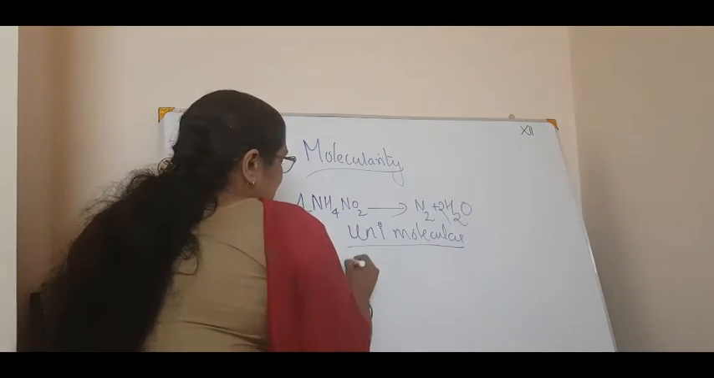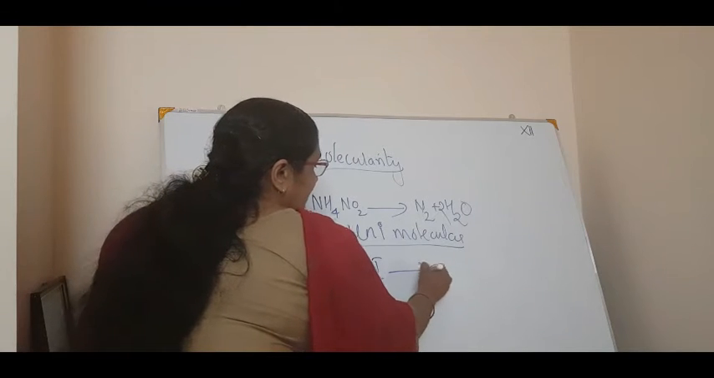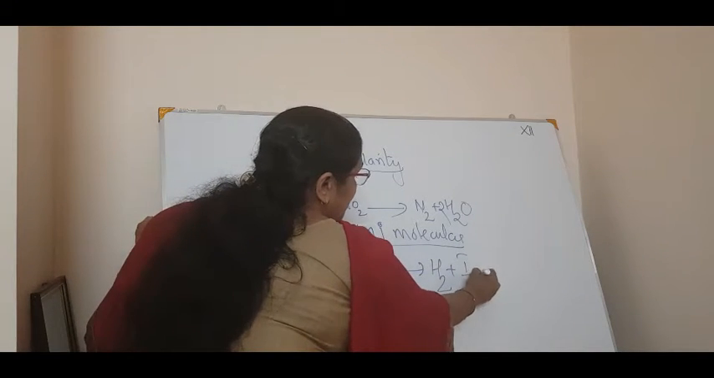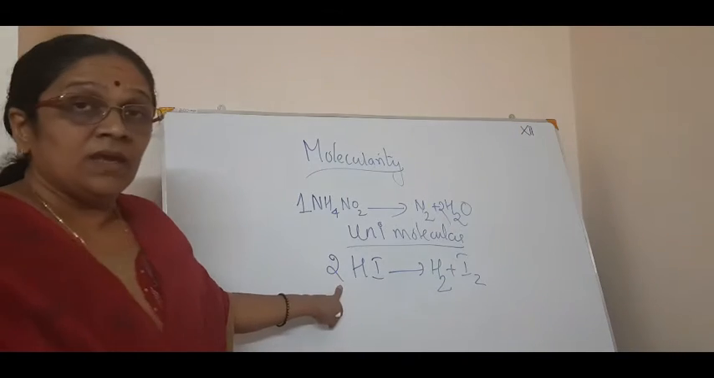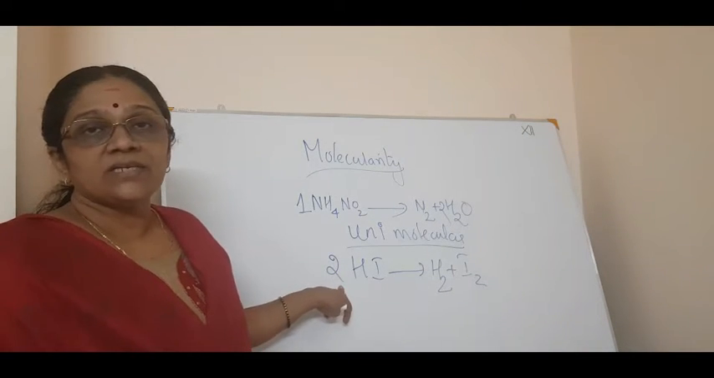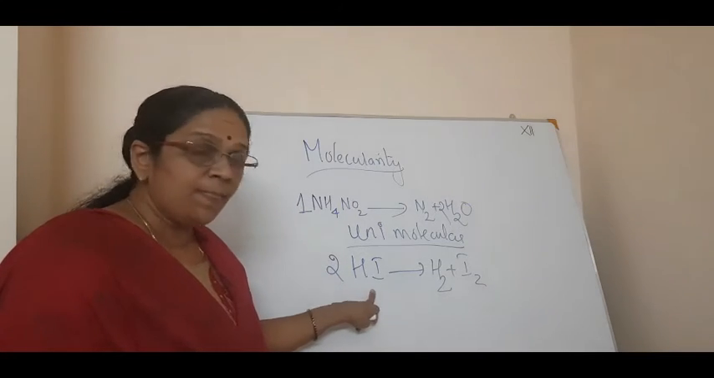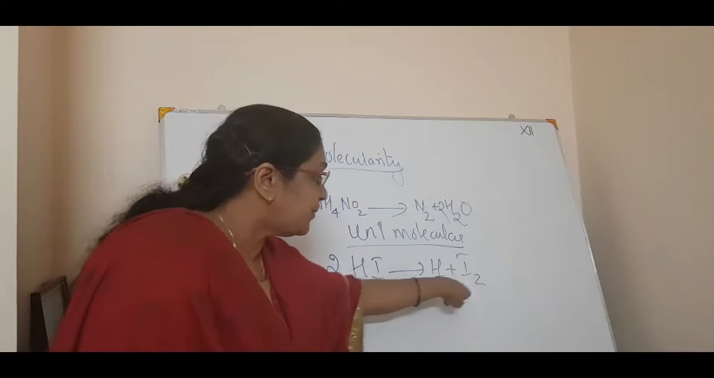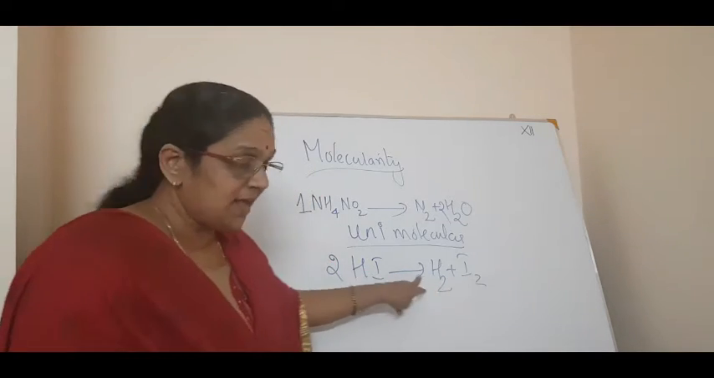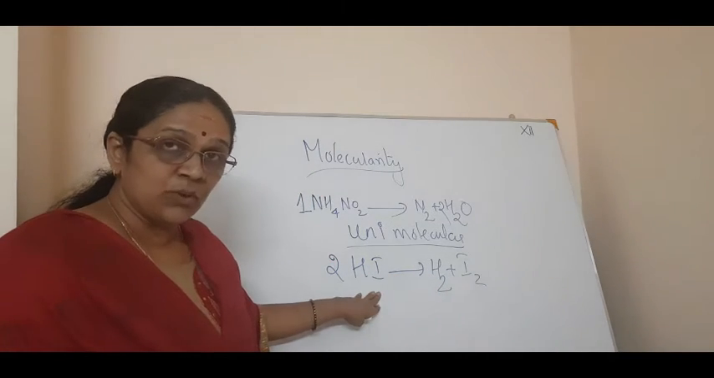So, for example, see 2HI giving H2 plus I2. Here, what is the molecularity of the reaction? 2. Why? Because 2 molecules of HI decompose to form H2 plus I2. So I can say in this reaction the molecularity is 2.